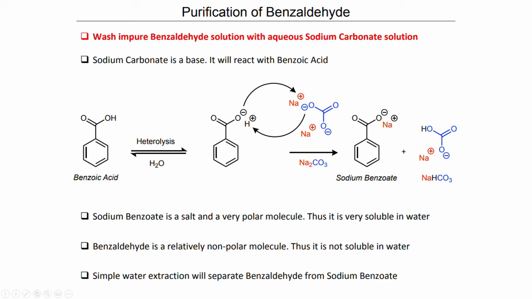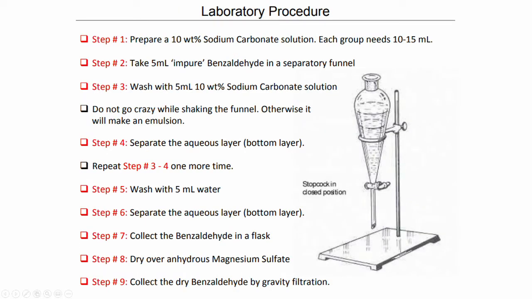What's good about this is sodium benzoate is a salt that's very polar, meaning it is very, very soluble in water. And because benzaldehyde is nonpolar, it is not soluble in water. So we can use this to our advantage to separate our benzaldehyde from the benzoic acid. We're going to be using a very simple water extraction to separate benzaldehyde from sodium benzoate. So here are the steps in the lab that you'll be seeing in the other lab video posted by Dr. Salvador.